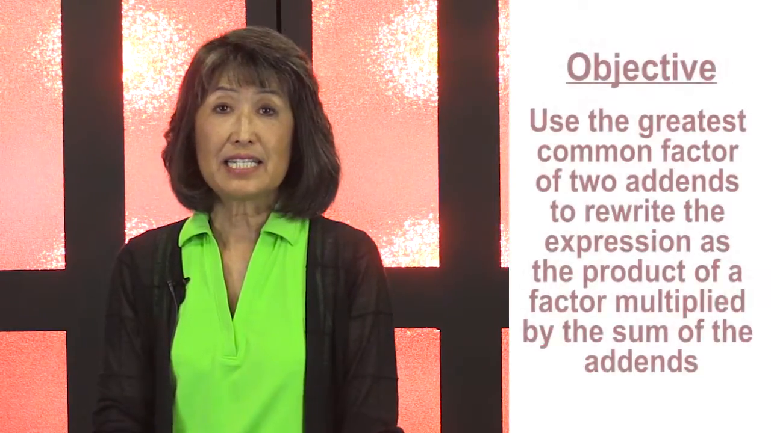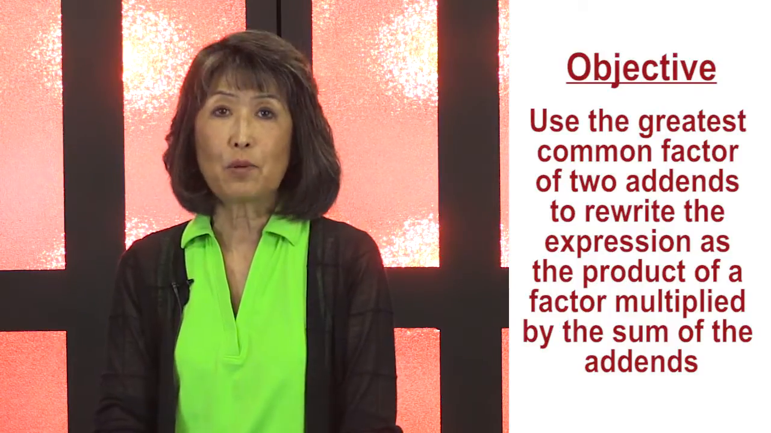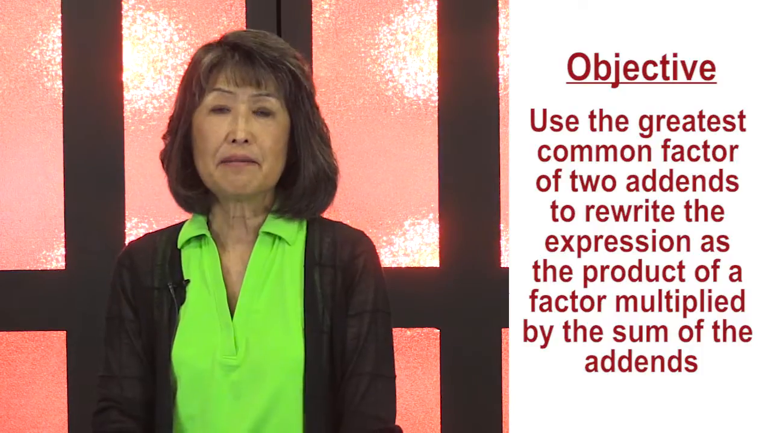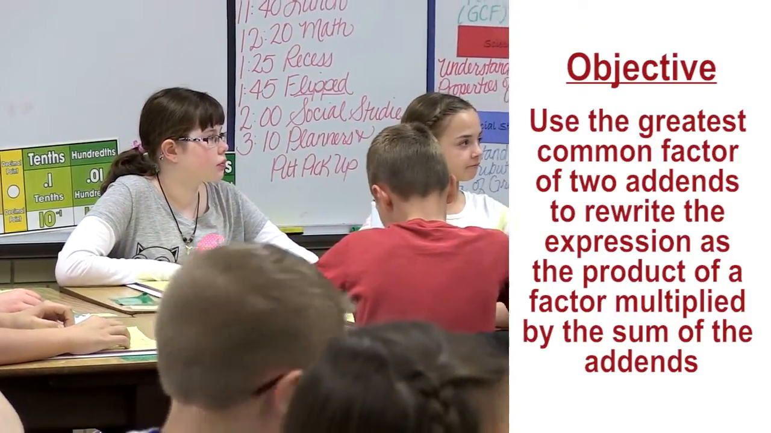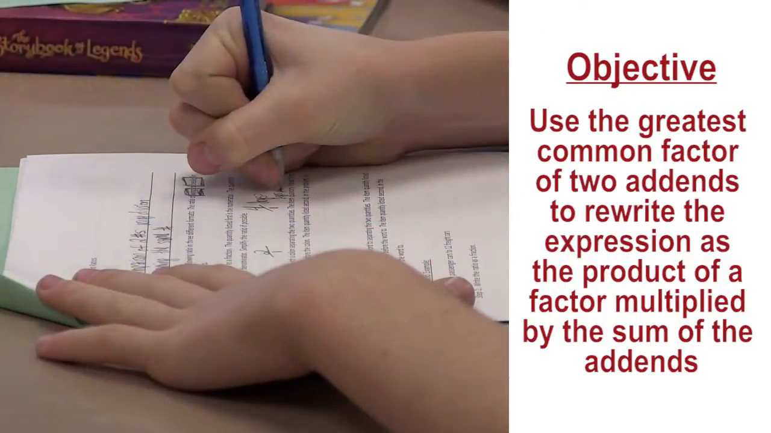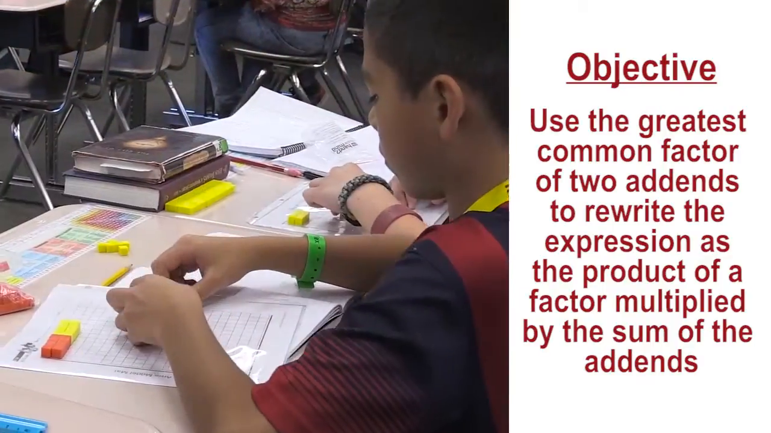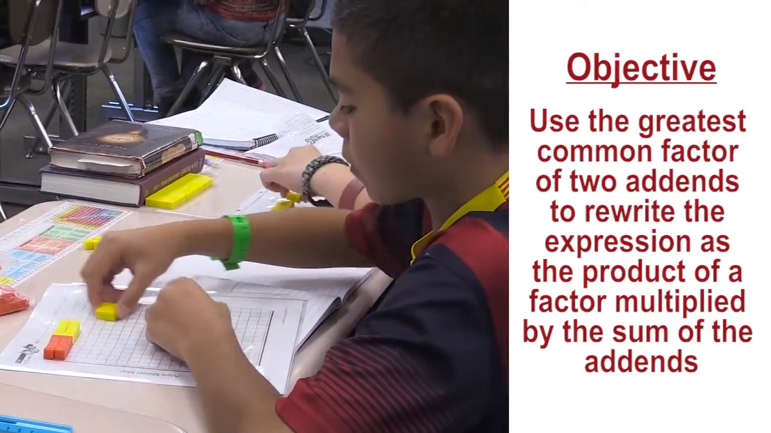The objective of this lesson is to use the greatest common factor of two addends to rewrite the expression as the product of a factor multiplied by the sum of the addends. This lesson requires students to see the structure of numbers and use properties of multiplication, addition, and the distributive property. This skill prepares students for concepts they will encounter in the expressions and equations strand and beyond.